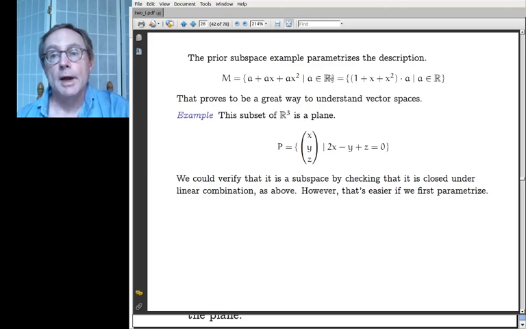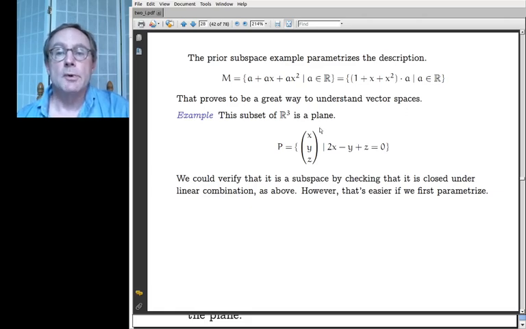And again, the parameterization here, the fact that I brought the A out and expressed this as all multiples of 1 plus x plus x squared, capital M is all scalar multiples of that, any scalar you like, that parameterization proves to be a very convenient way to understand vector spaces. We'll talk about that more as we move through, but I'm just giving you a little preview.